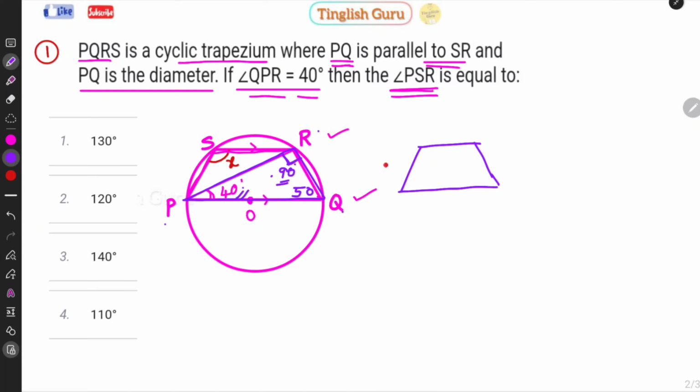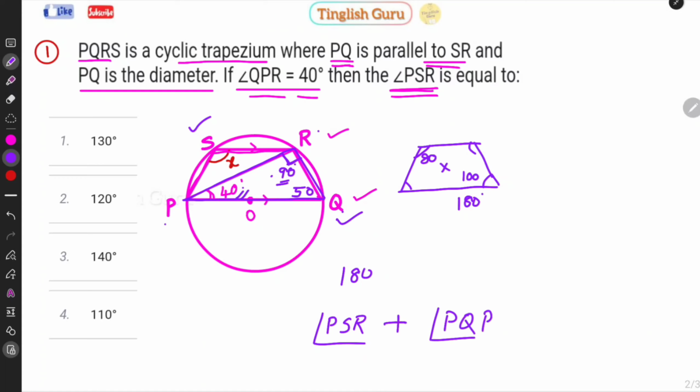One more thing you should know is, in a cyclic quadrilateral, whether it is a trapezium or square or anything, the sum of the opposite angles is 180 degrees. So if an angle is 100, then the opposite angle will be 80 because their sum should be 180 degrees. I hope you understand. So here this angle and this angle sum should be 180. That is, angle PSR plus angle PQR should be 180 degrees.